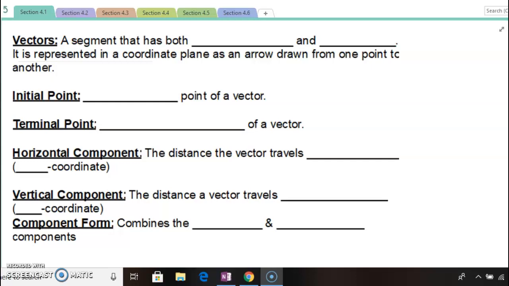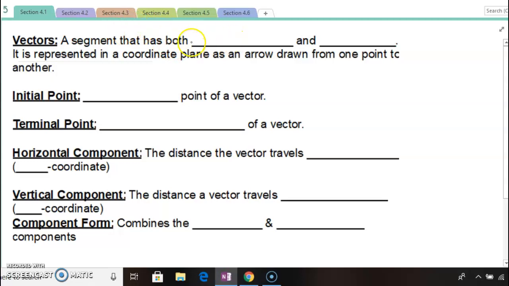But anyways, Section 4.1 is about translations, and usually students do very, very well this chapter, so you should do well too, but this is typically one of the easier chapters for people. So the first thing we're going to do is fill out some vocab, and first thing we're going to talk about is vectors.